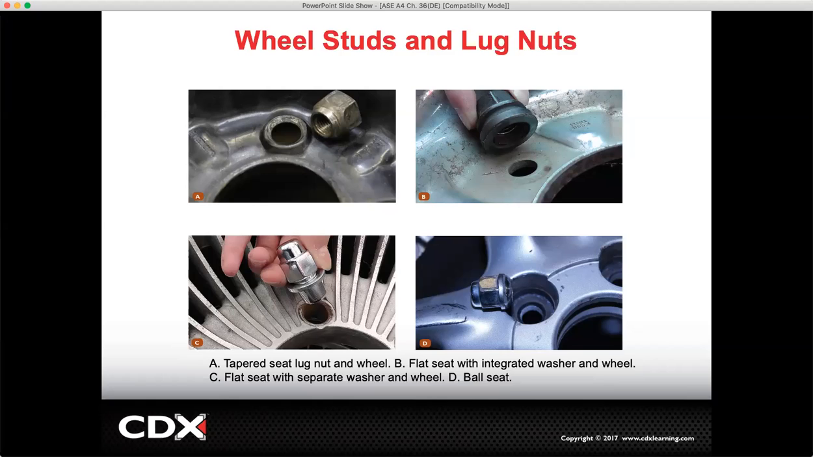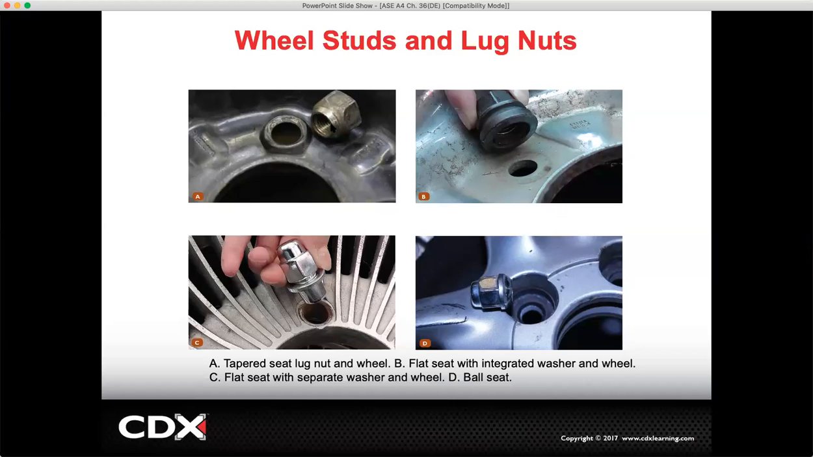Wheels are fastened to the hubs by wheel studs and lug nuts, highly stressed by loads, made from heat-treated, high-grade alloy steel. Types of wheel retaining studs or nuts include tapered seat, flat seat with washer, flat seat without washer, and ball seat. And here we have different kinds of lug nuts.